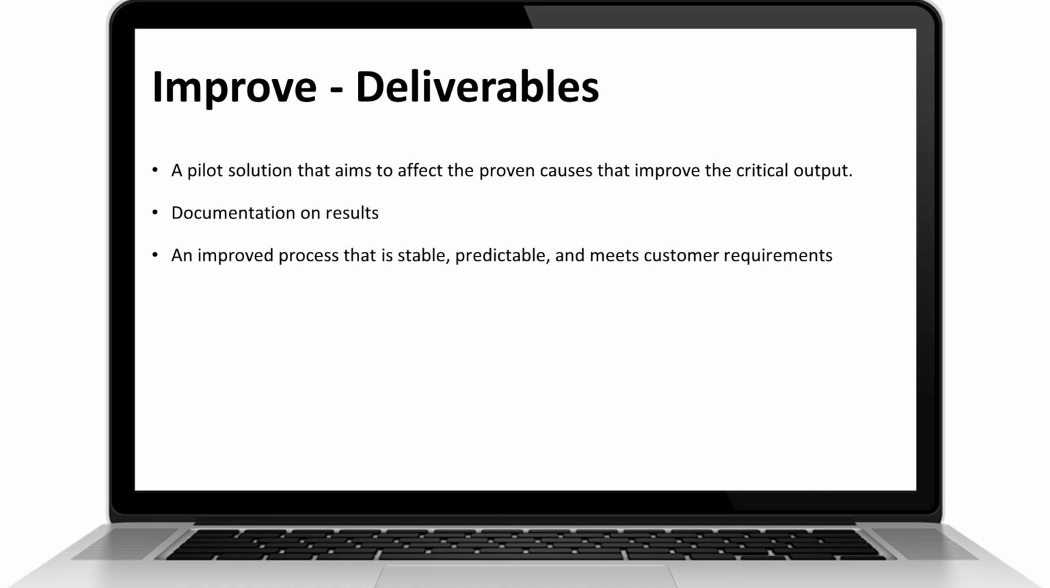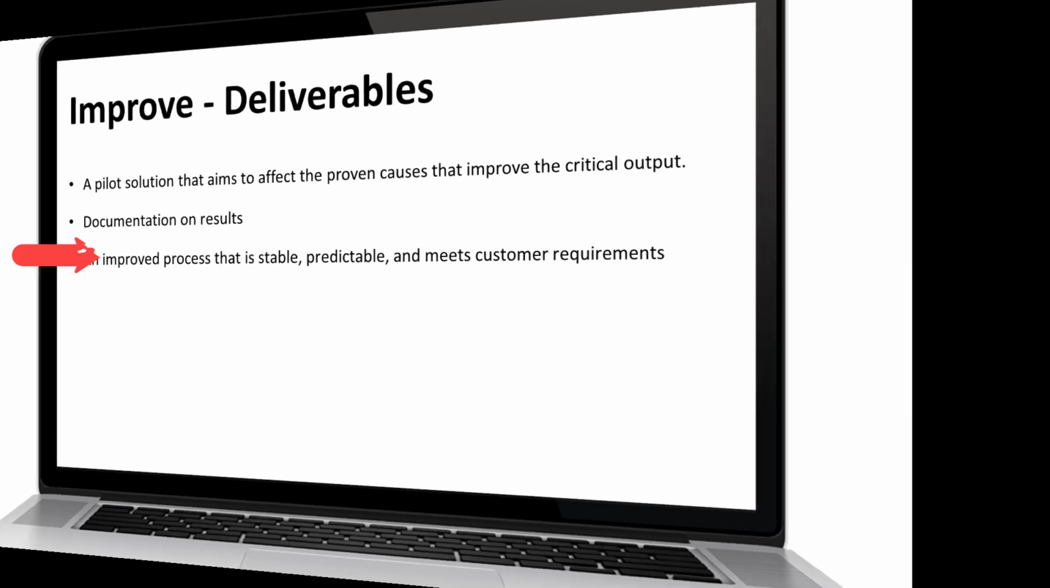Next phase is improve. In this phase, the implementation of proposed changes takes place. Typical deliverables are: a pilot solution that aims to affect the proven causes that improve the critical output, documentation of results, an improved process that is stable, predictable, and meets customer requirements.